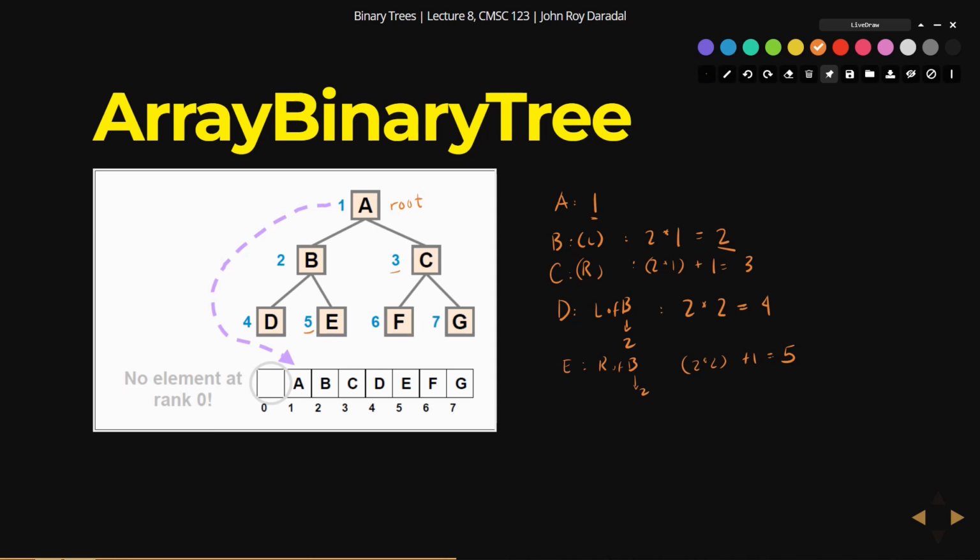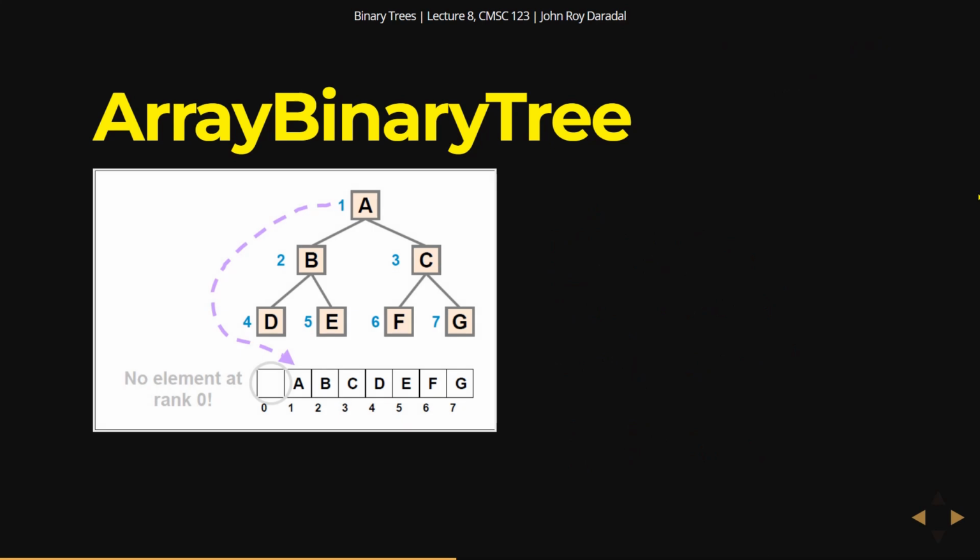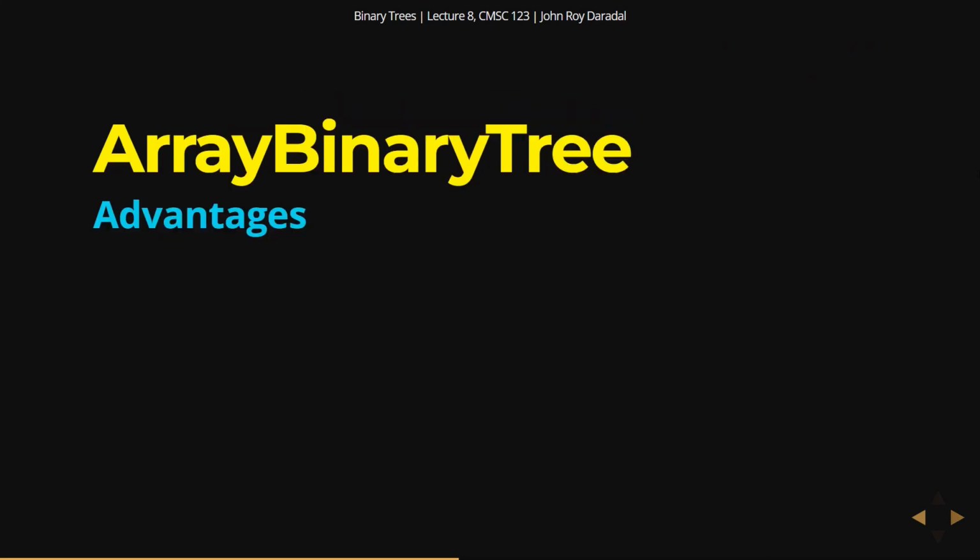And then you can also do the same for F and G. For F, that would be 2 times the index of C, which is 3, so you have 6. And then for G, that would be 2 times the index of C, which is 3, and then plus 1, so you have 7. So this is how it will look in the array. That is the indexing scheme for the array binary tree.